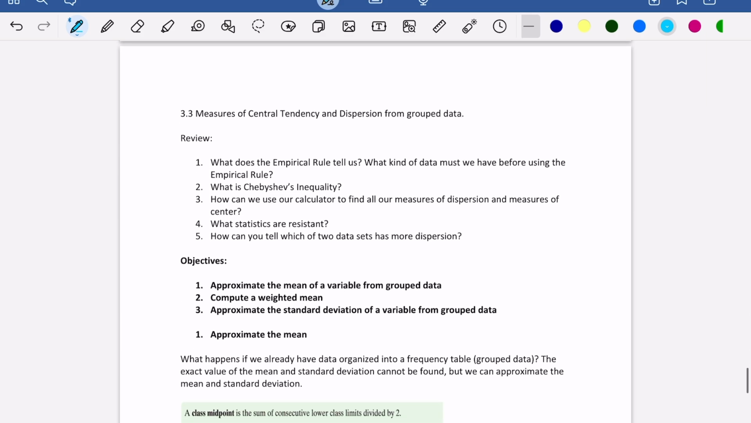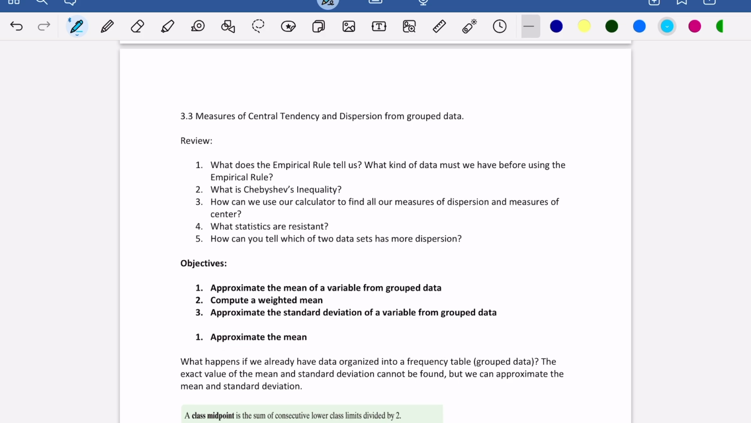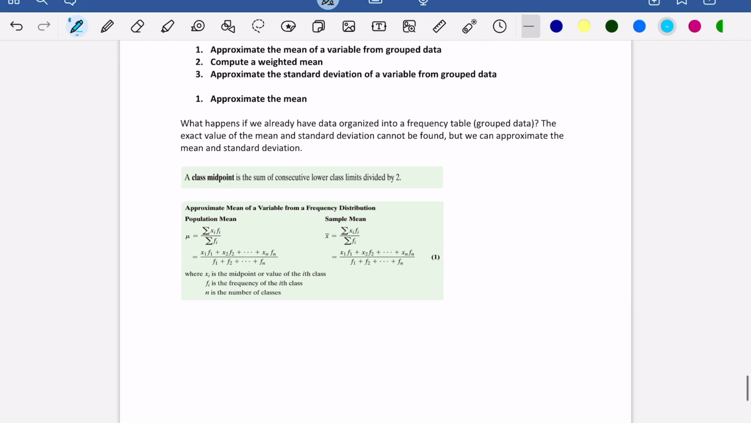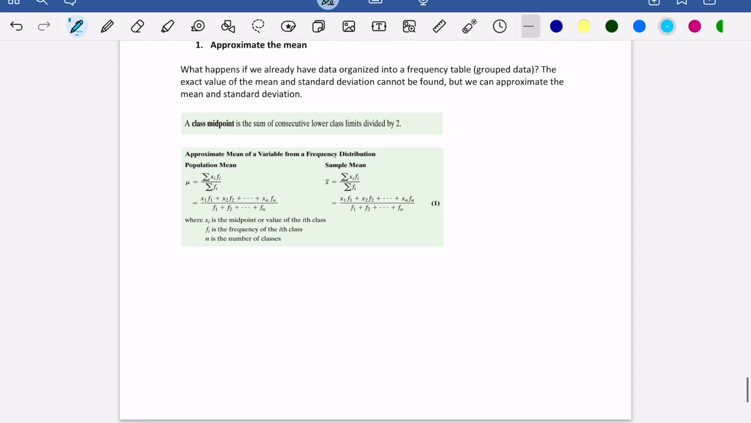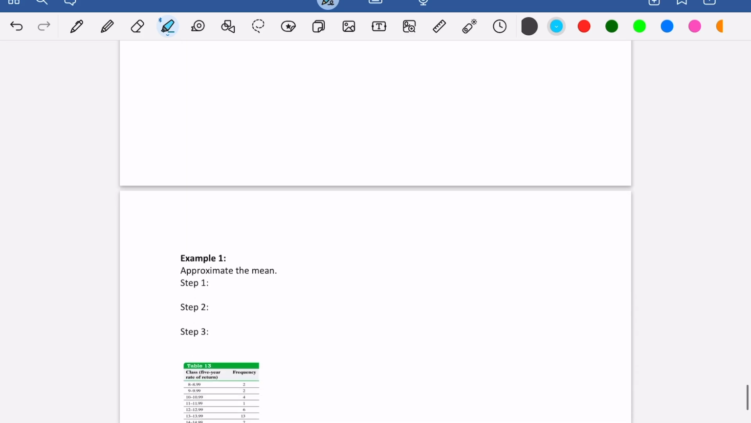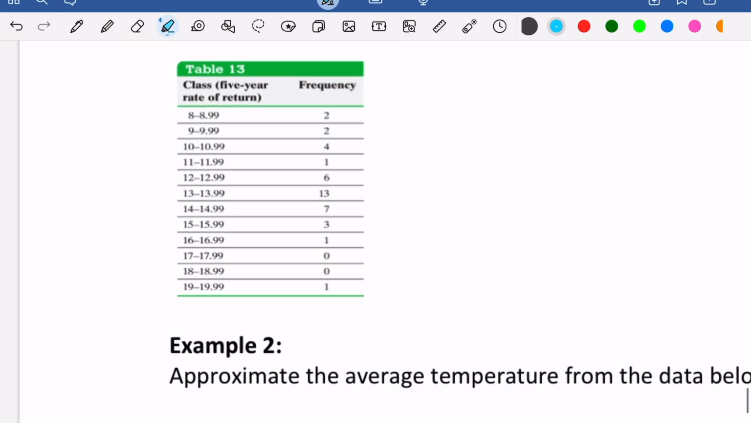And now we're going to move on to measures of central tendency. We're not going to do measures of dispersion from group data. We're only going to do measures of central tendency. We're going to find averages, okay? Now, when we're looking at tables of data, we need to know a representative for those. So we're going to look at that right now.